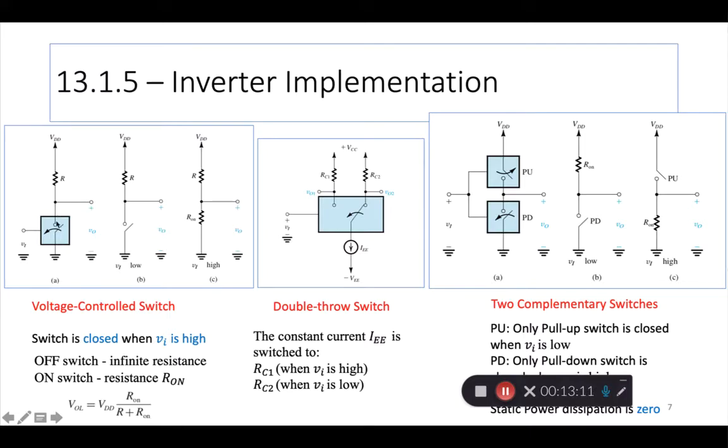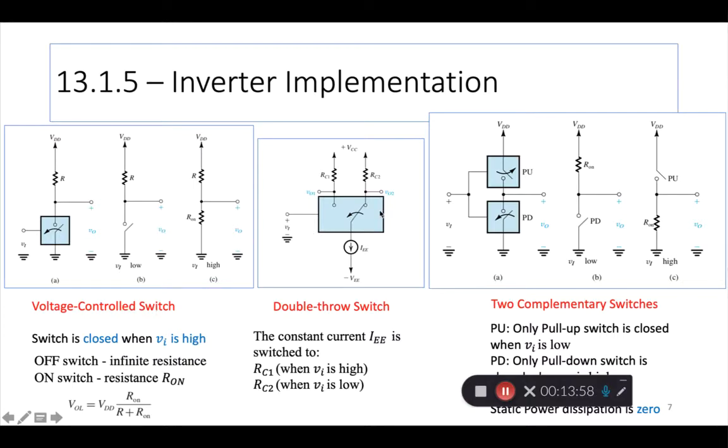So here, for example, you have a voltage controlled switch. So switch is closed when Vi is high. So off switch, infinite resistance. On switch, the resistance has an on resistance, R on. So when the input is low, it is totally open, infinite resistance. When the switch is closed, you don't have zero resistance, but you have some R on resistance. And then the V output will be VDD times a drop across that on resistance, right? So such a circuit is called a voltage control switch.